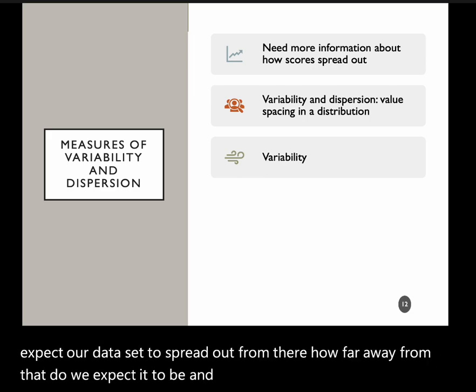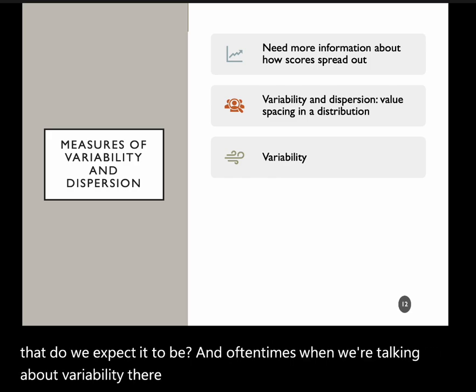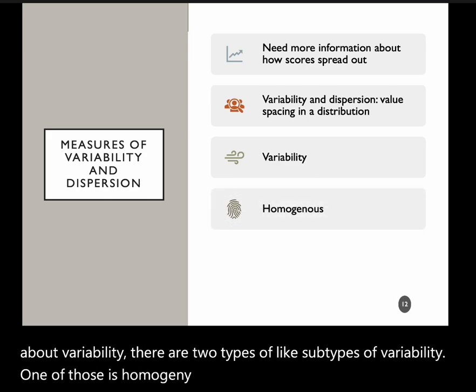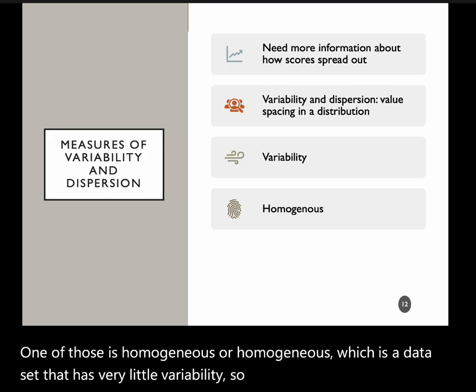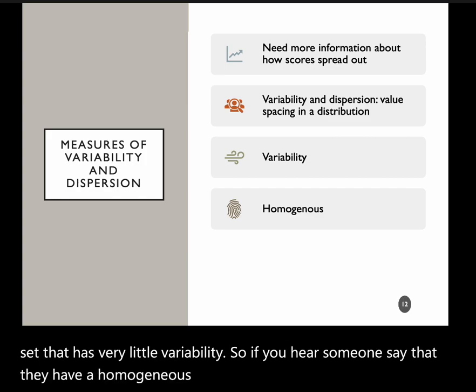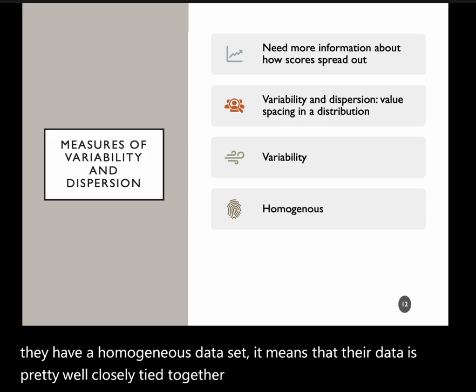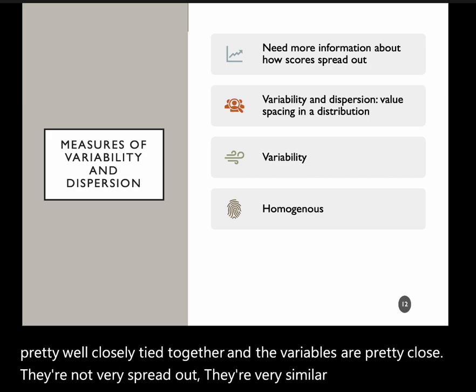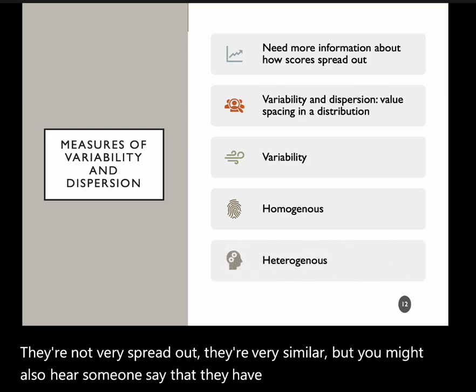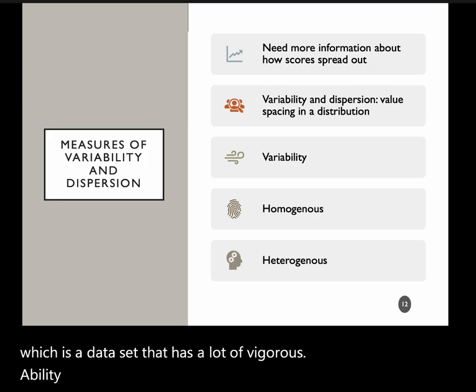And oftentimes when we're talking about variability, there are two subtypes of variability. One of those is homogeneous, which is a data set that has very little variability. So if you hear someone say that they have a homogeneous data set, it means that their data is pretty well closely tied together. The variables are pretty close, they're not very spread out, they're very similar. But you might also hear someone say that they have a heterogeneous data set, which is a data set that has a lot of variability. Scores are very different from one another, they range all across the board.